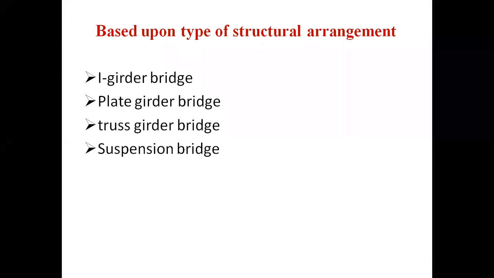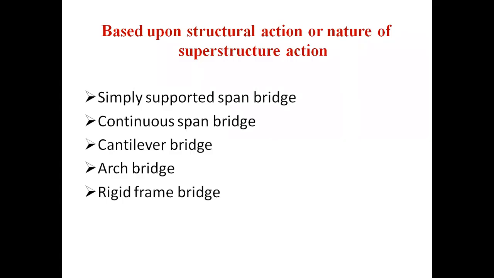Based on the structural arrangement, what are the different types of bridges? You have to list out all of these. These are the four bridges based on the structural arrangement: I-girder bridge, plate girder bridge, truss girder bridge, and suspension bridge. Next one is based upon structural action, or the nature of the superstructure action.